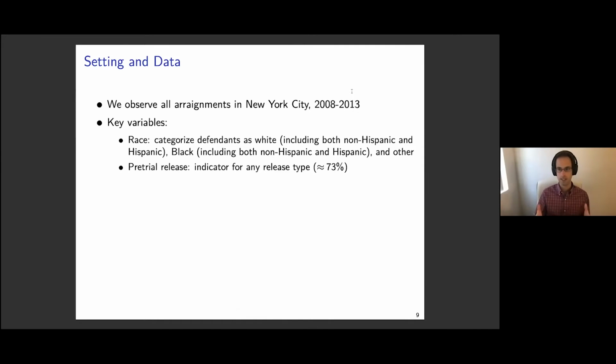Our main treatment here is going to be pretrial release. That's going to be an indicator for any release type. When I say any release type, that means either release without any conditions, or you were set some monetary bail and you paid that monetary bail and were released. So in our setting, around 73% of defendants are going to be released before their trial.